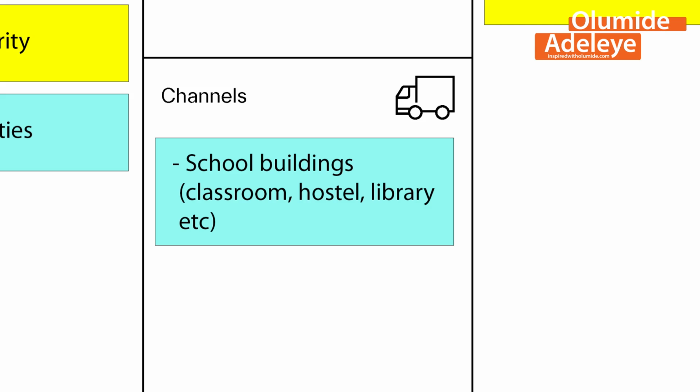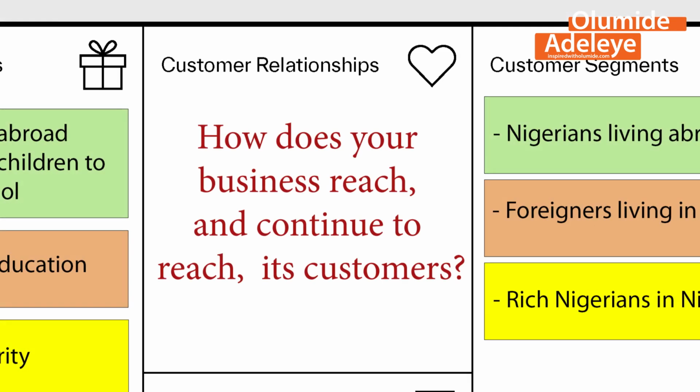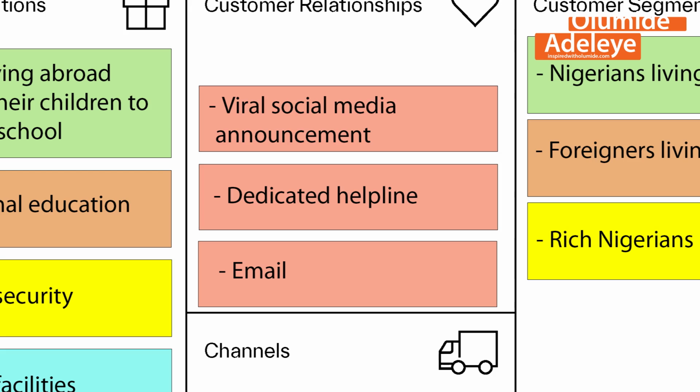There are also the customer relationships. That's really how the business reaches its customers, how it lets them know about their products and their offerings, how it provides customer service to them, how it follows up with them, how it spreads news to them. In this case, we've seen one key customer relationship, and that is the announcement that somebody made, which was, there is this school, 42 million naira.